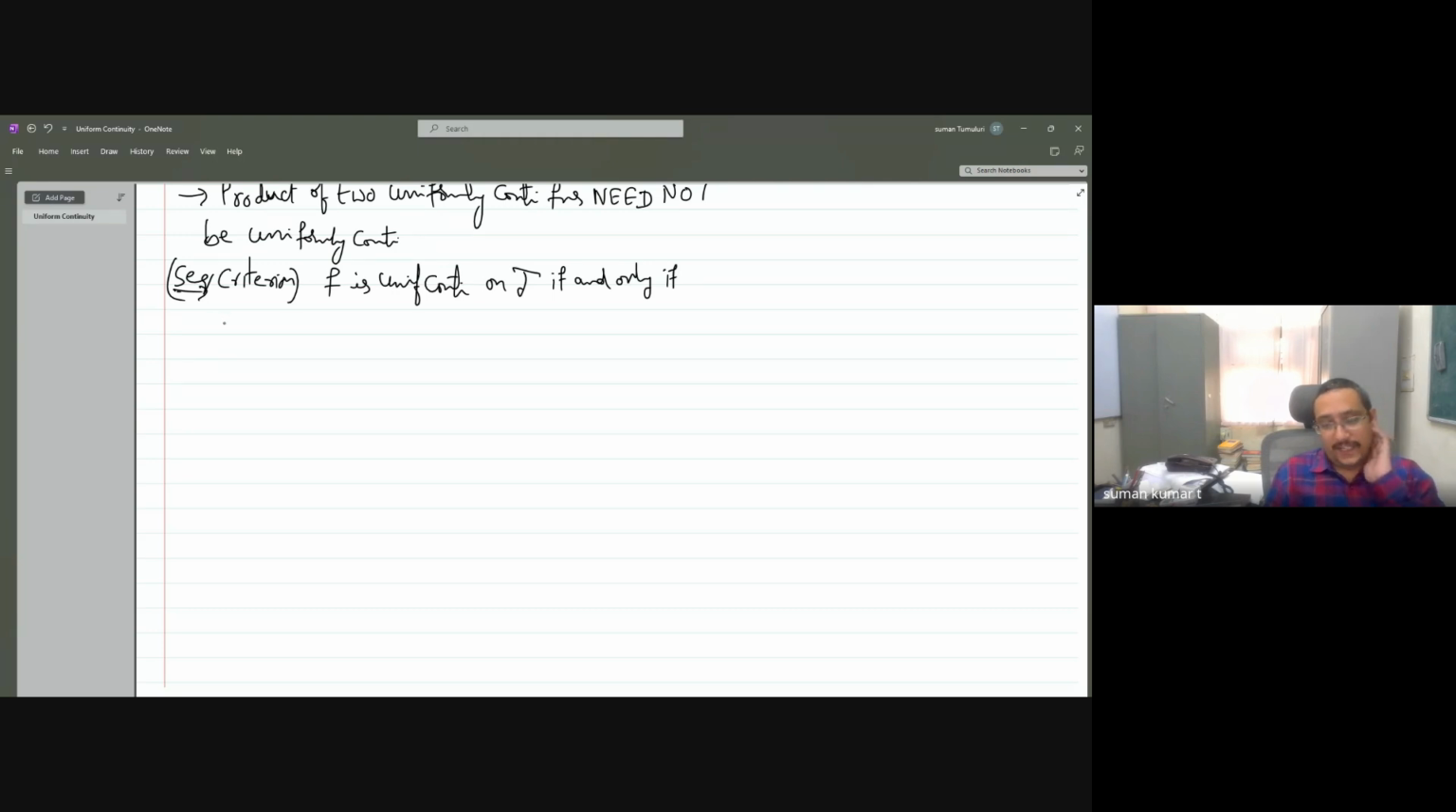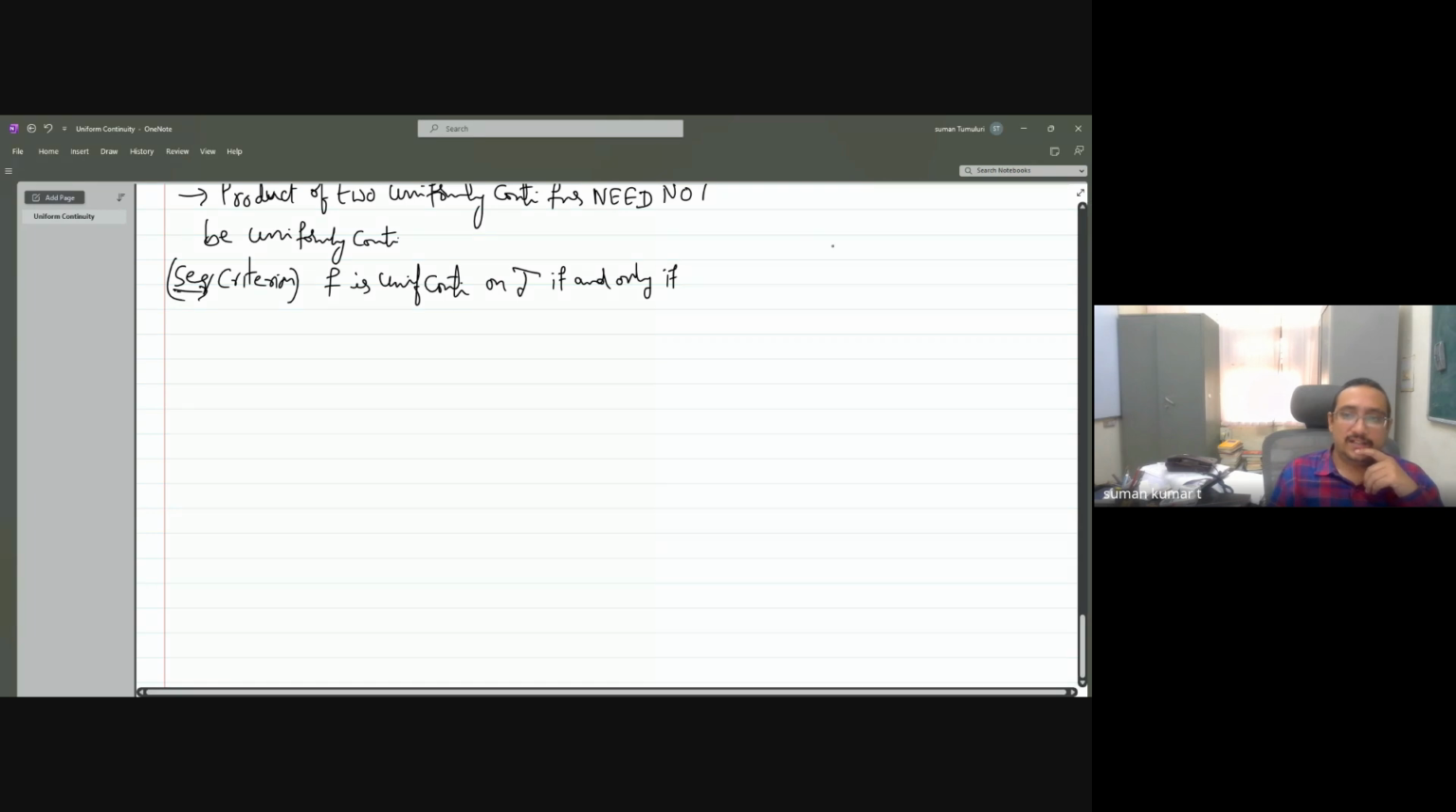Usually for continuity, there is a sequence criteria, right? F is continuous at x naught. In terms of sequences, how do you say? If xn converges to x naught, then f of xn should converge to f of x naught. Okay? So this is a sequence criteria for continuity. And we want to have same thing for uniform continuity.